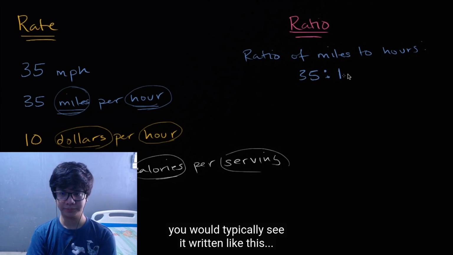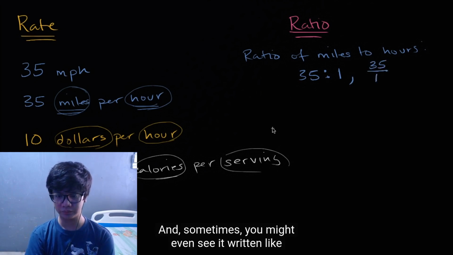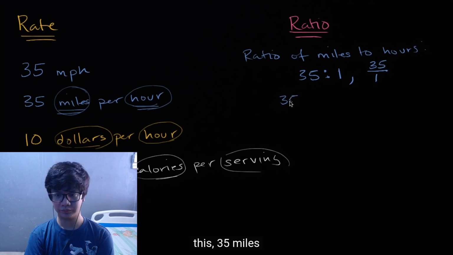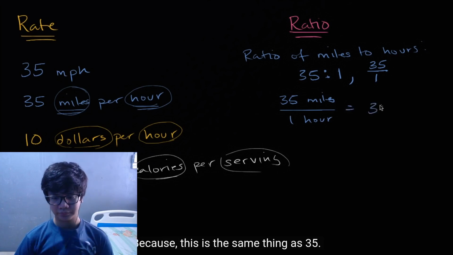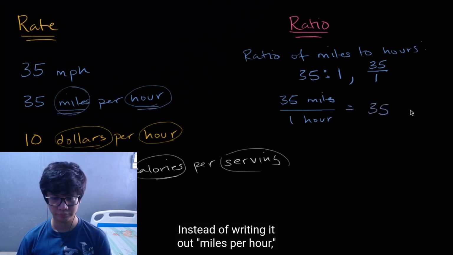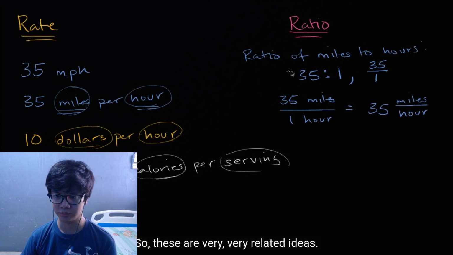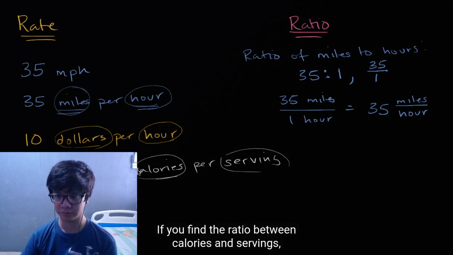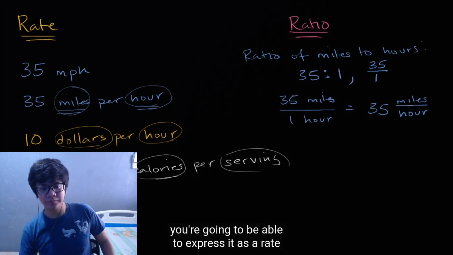So as a ratio, you would typically see it written like this, or maybe like this. And sometimes you might even see it written like this, 35 miles to 1 hour. But now it's starting to resemble more of the special case of a ratio, which we call a rate, because this is the same thing as 35 miles per hour. So these are very, very related ideas. If you find the ratio between calories and servings, then you're going to be able to express it as a rate, and vice versa.